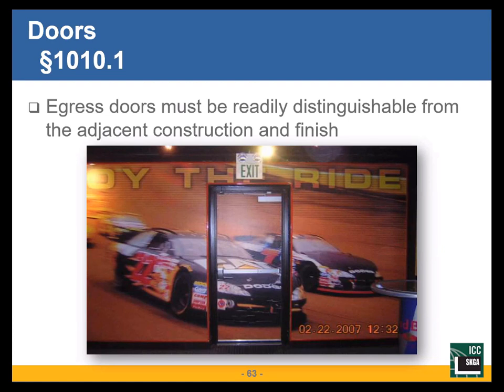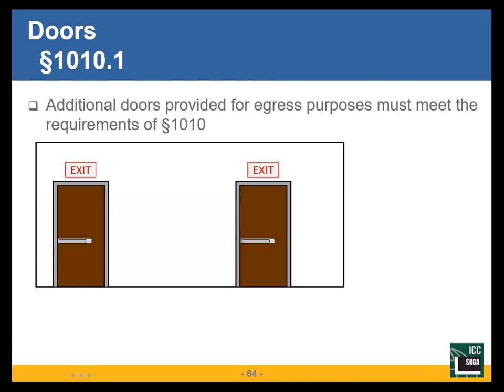Placement of the exit sign is, in my opinion, not making it readily distinguishable. This would be a problem. You can almost miss the fact that the door is there. So they need to be readily identifiable, readily distinguishable. The code says, we talked about, in fact, adding extra doors.